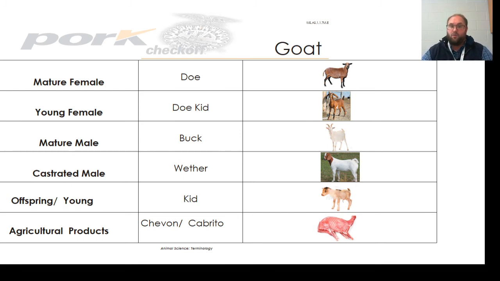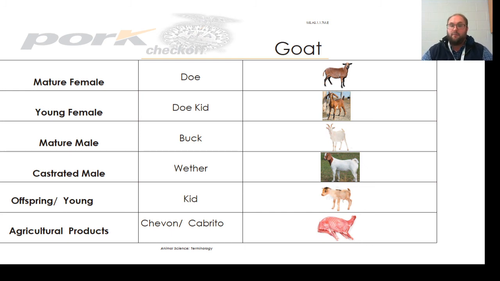So, goats. A mature female goat is called a doe. Just like a female deer is a doe, a mature female goat is a doe. A young female goat is a doe kid. Okay, a doe kid. A mature male goat is a buck, just like a mature male deer is a buck.